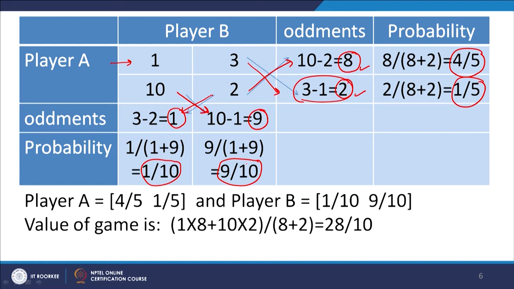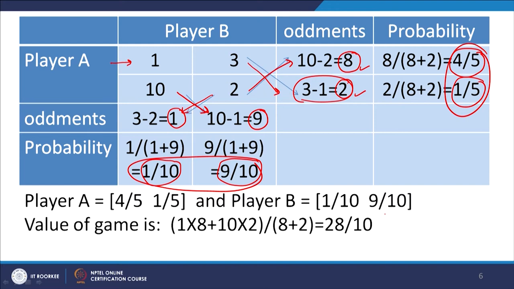So, therefore, player A has the strategies 4 by 5 and 1 by 5. This is coming from these values. And similarly, for player B, 1 by 10 and 9 by 10.